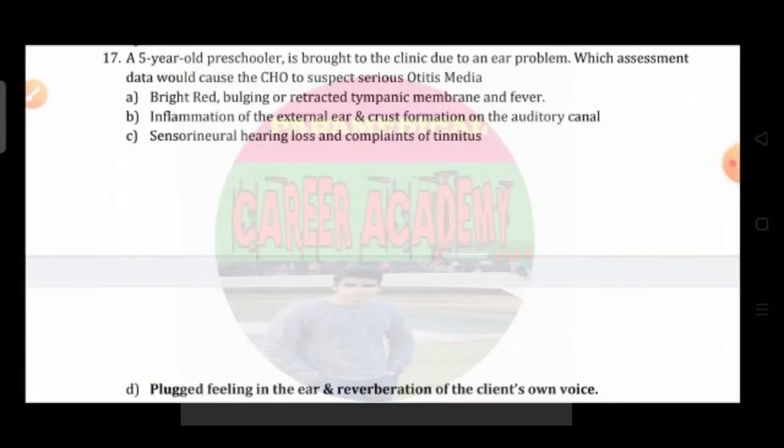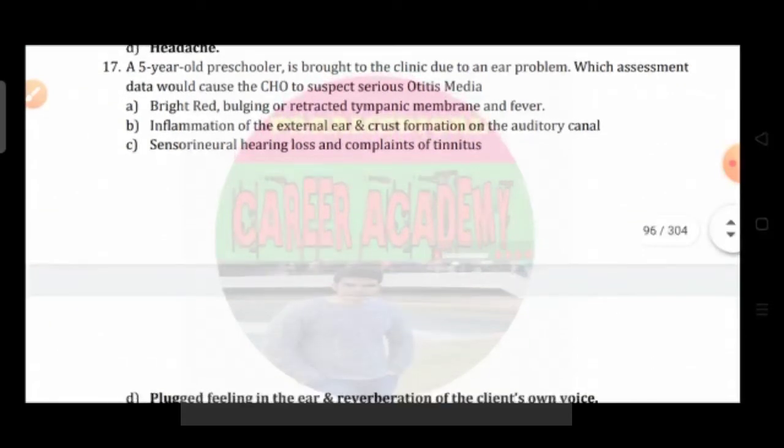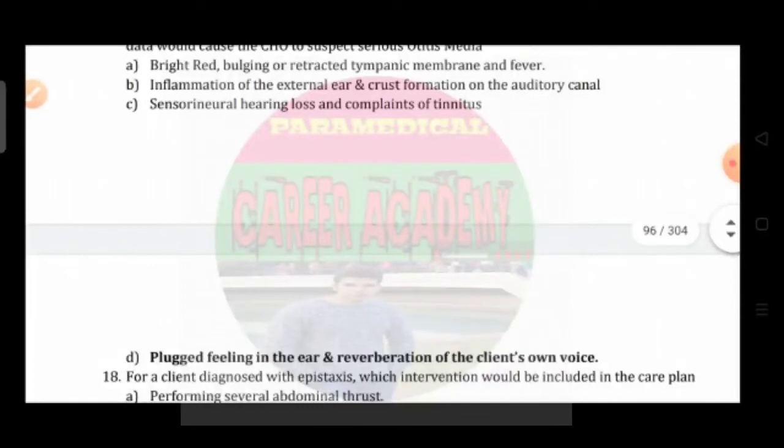Question number 17: A 5-year-old preschooler is brought to the clinic due to an ear problem. Which assessment data would cause the CHO to suspect serious otitis media? Option A is bright red, bulging or reactive tympanic membrane and fever. Option B, inflammation of external ear and cyst formation on the auditory canal. Option C is sensorineural hearing loss and complaint of tinnitus. Option D is blood filling in the ear and reverberation of the client's own voice. So the correct answer is option D.